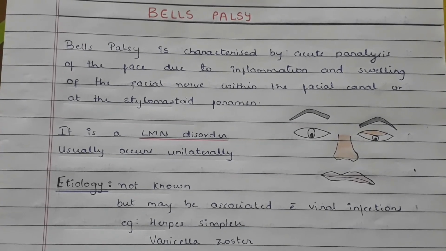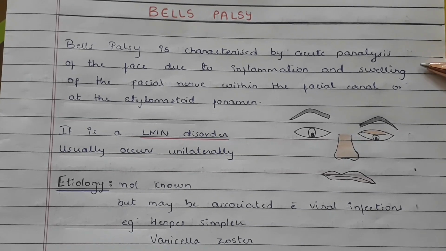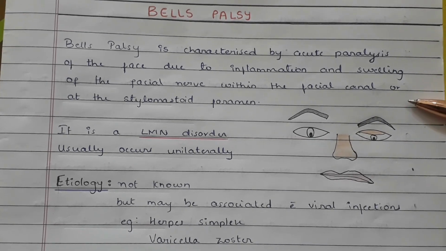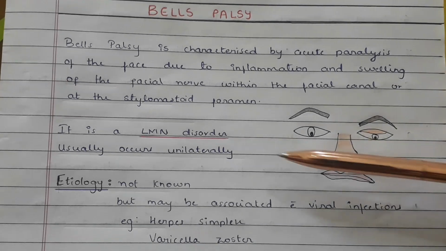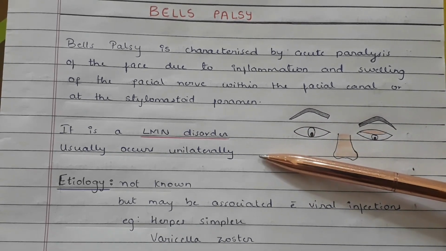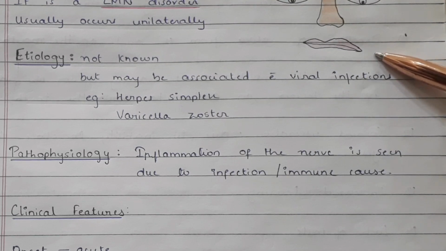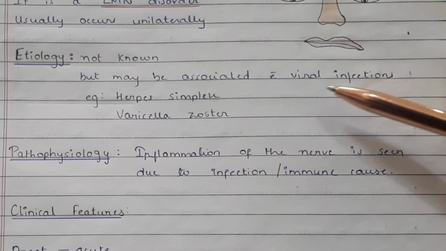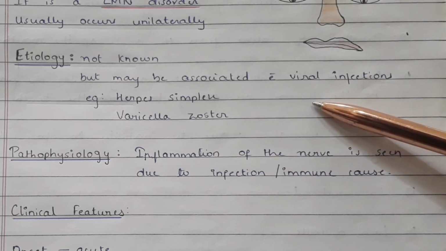Bell's palsy. Bell's palsy is characterized by acute paralysis of the face due to inflammation and swelling of the facial nerve within the facial canal or at the stylomastoid foramen. It is a lower motor neuron disorder, usually occurs unilaterally. The exact etiology is not known, but it may be associated with viral infections, for example, herpes simplex and the varicella zoster.